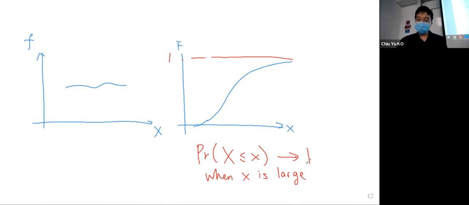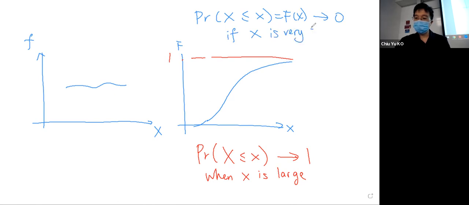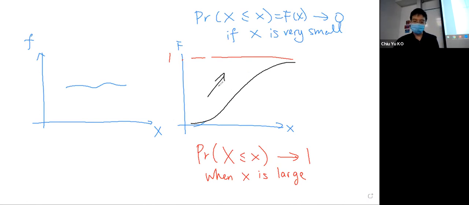And second, of course, when x is very small, F of x goes to 0. I'm not going to mention it much, but if you really want me to say it, F of x will go to 0 if x is very small. So it always goes from small to big. Maybe I'll change color to make it clearer. Something like that. It must be increasing. It cannot decrease.